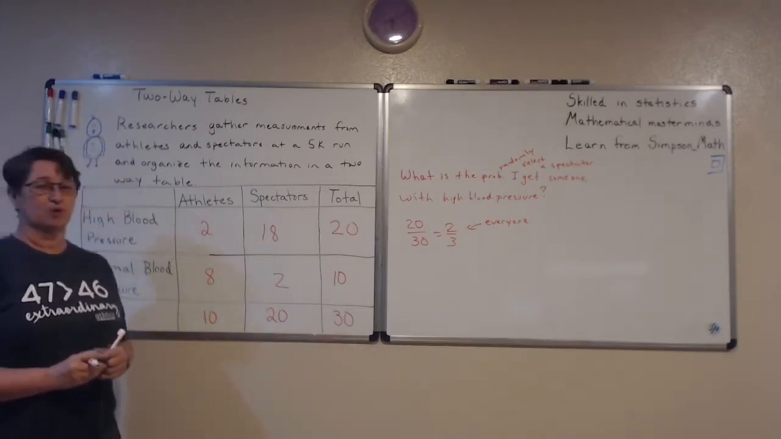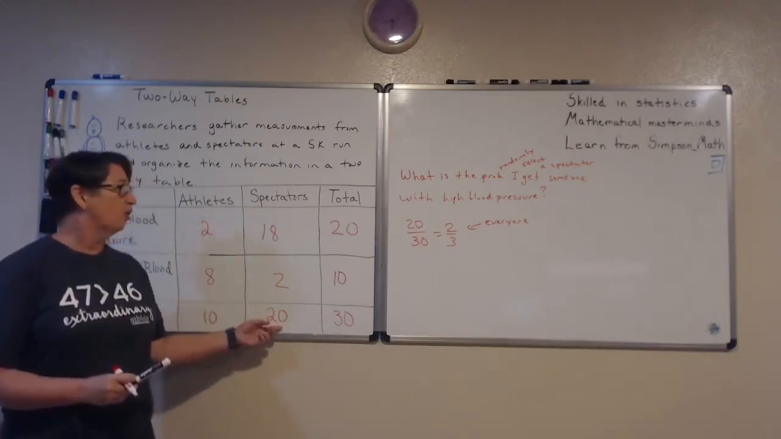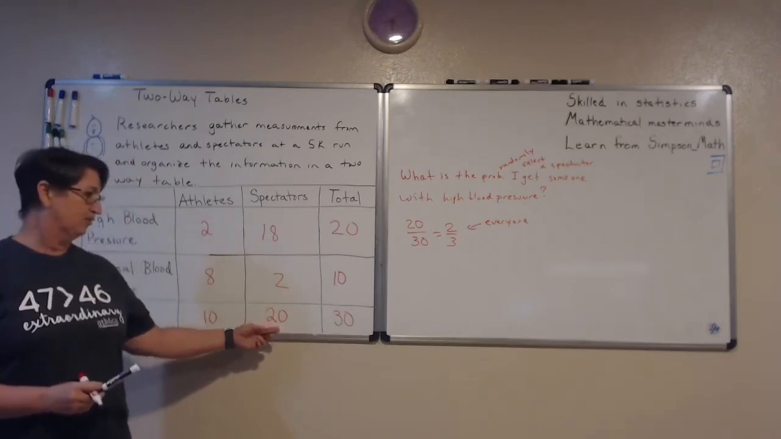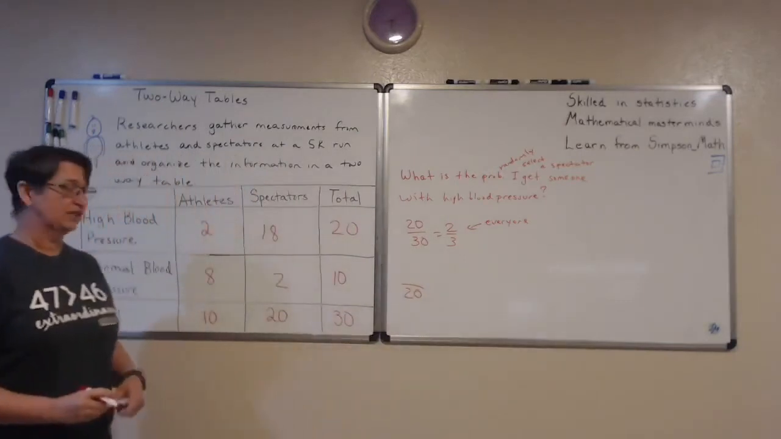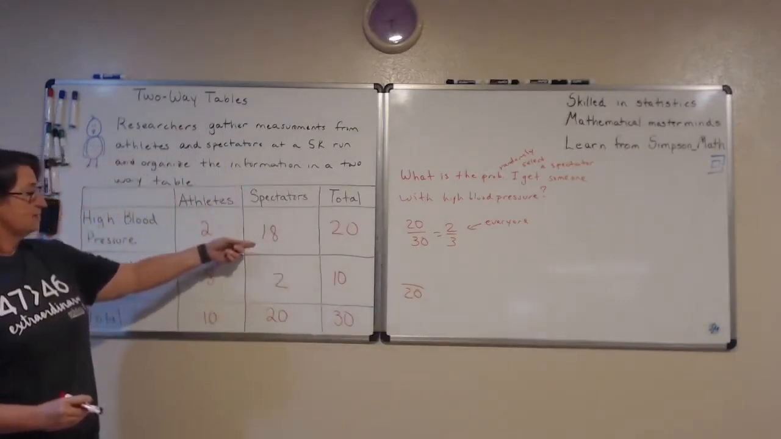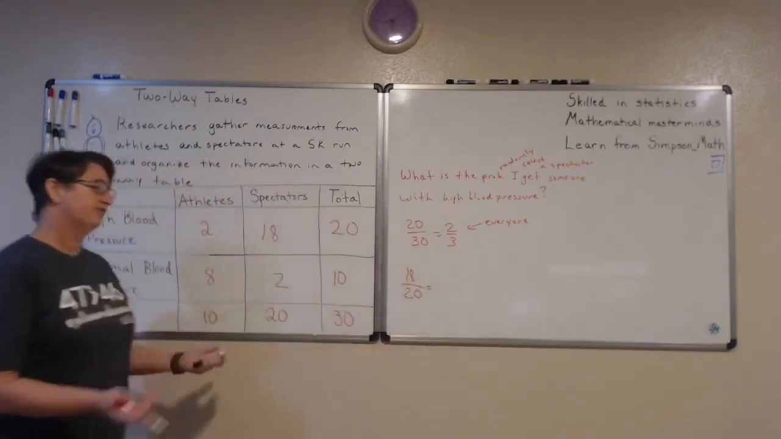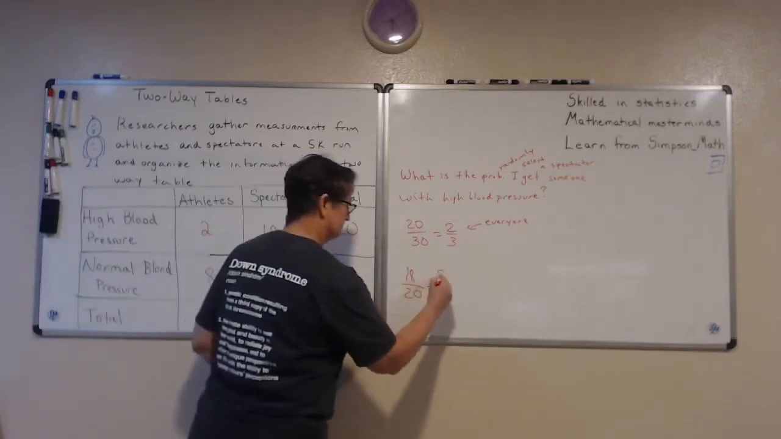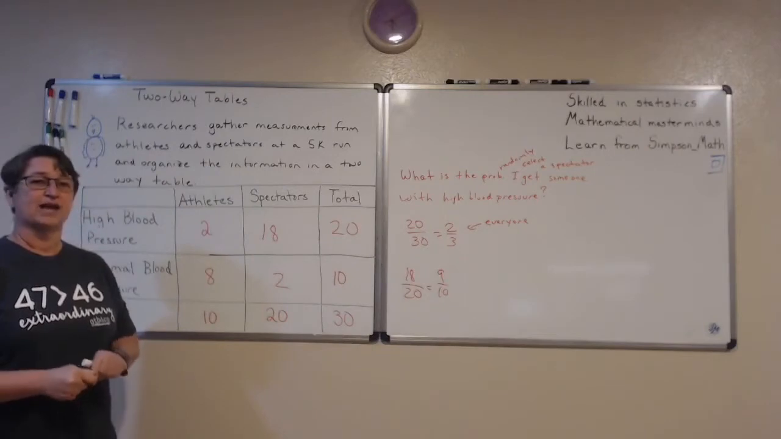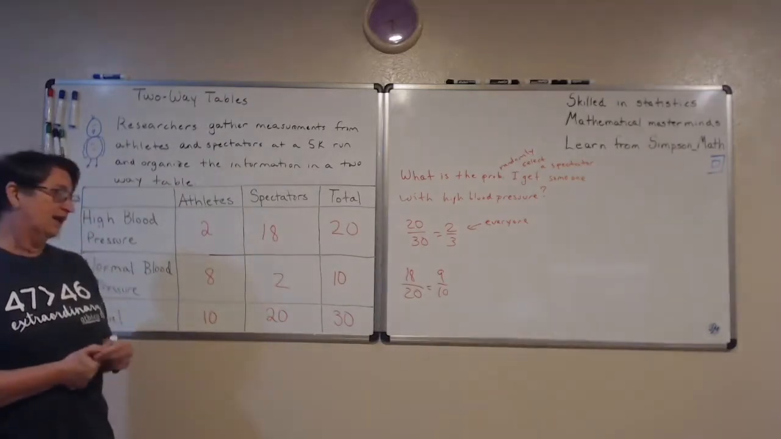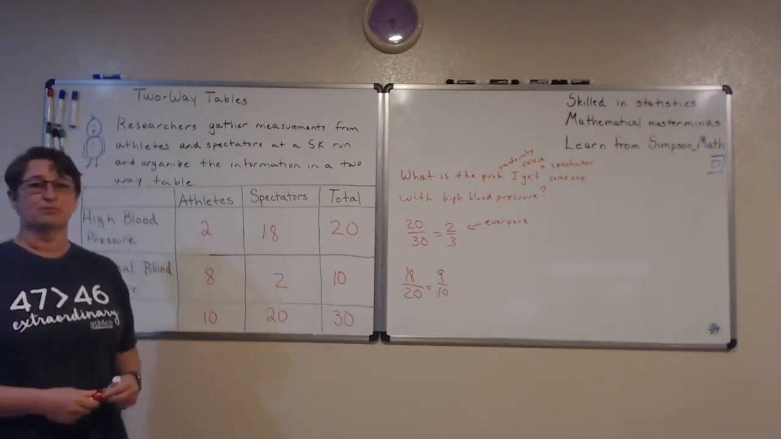So in that case, I'm only looking at these 20, right? I'm only looking at the 20 spectators. And of those 20, there are 18 spectators with high blood pressure. So divide by 2 and you get 9/10. So 9/10 of them, oh yeah, I like the 18 out of 20, yeah. 9/10 of the spectators then have high blood pressure.